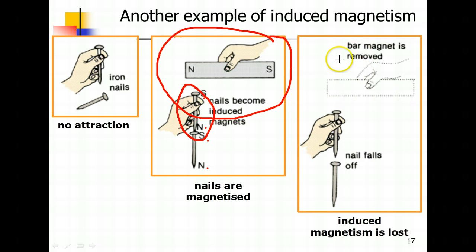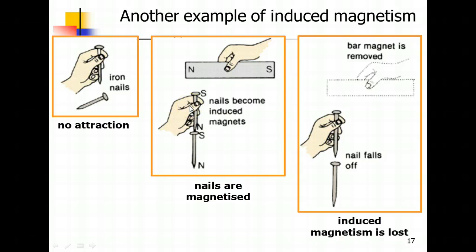If I remove the bar magnet, look at what happened to the iron nails. The first iron nail no longer possesses magnetic ability, and therefore the second iron nail will just fall off. So therefore we call this induced magnetism. What we mean by induced magnetism is that it is lost when the magnet is removed.